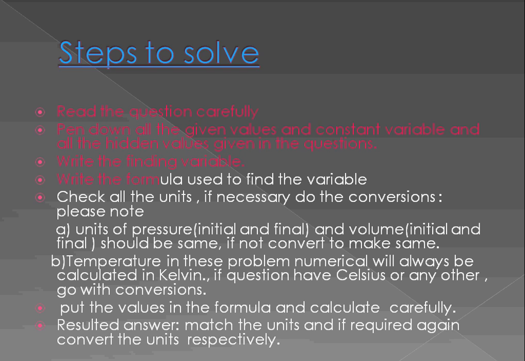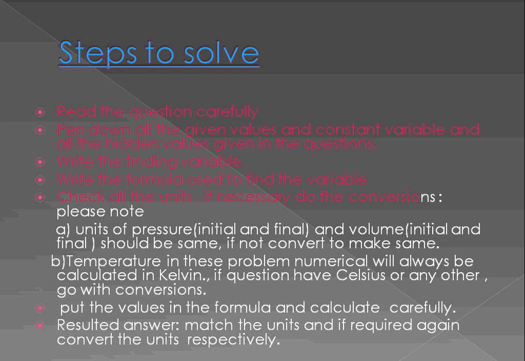Fourth, you have to write the formula used to find that variable. Now check all the units, and if necessary do the conversions. Please note that the unit of pressure, initial and final, and volume, initial and final, should be the same. For example, if the initial volume has been given in liters and the final is in cubic decimeters, you have to convert for the same, right? Then the calculation will be easy.